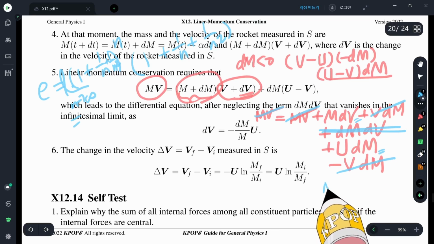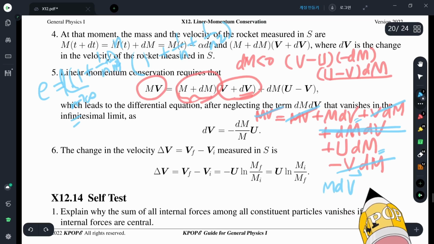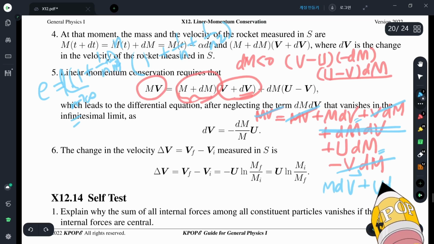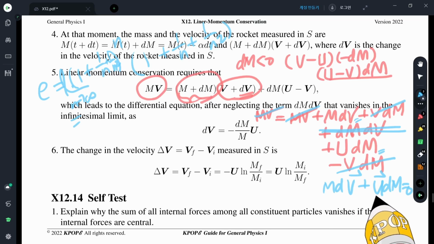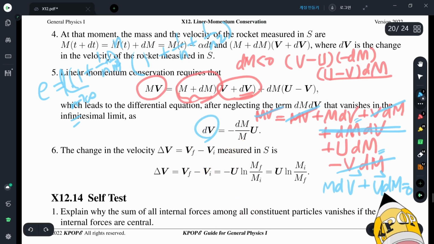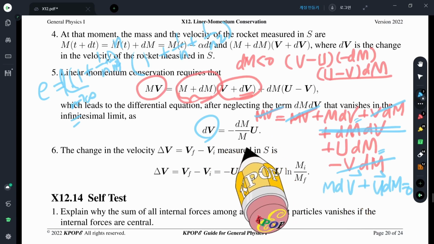Finally, we have m dv plus u dm equals 0. Right? So dv equals dm over m times u.